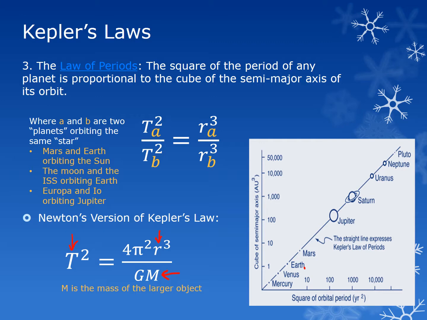Or if we have the period of a planet going around a star and the distance of the planet around the star, capital M is the mass of that large star. It's not the mass of the planet. Capital G is still the universal gravitational constant.